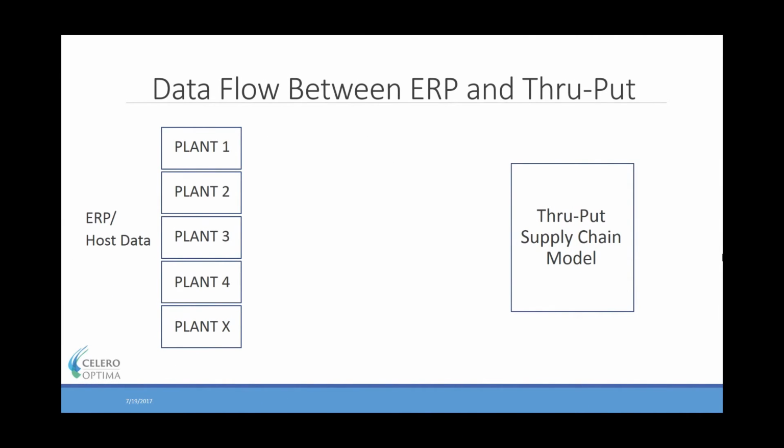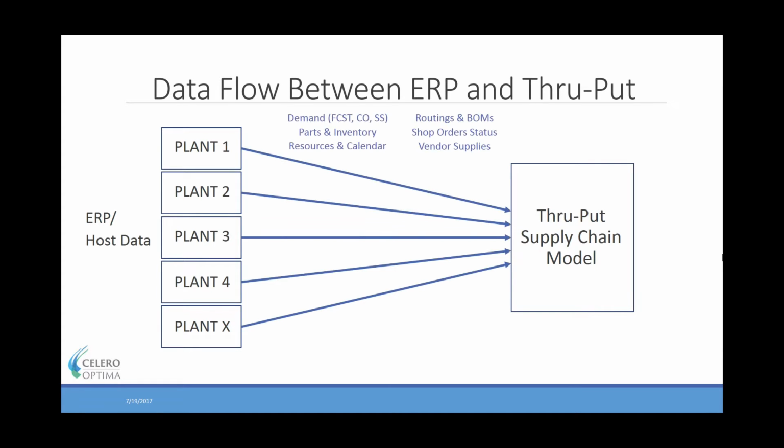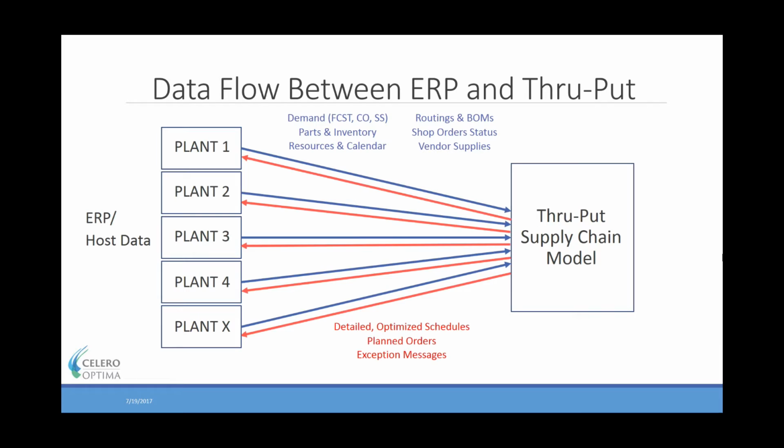Here's how Thru-Put uses data from the host systems, as well as the information it generates and sends back to them. First, the static data from one or several plants or warehouses is extracted and sent to the Thru-Put database. At pre-planned intervals, Thru-Put runs a complete MRP explosion using the data from the ERP system. It creates a plan or optimized schedule and sends back critical information to the ERP or host system.